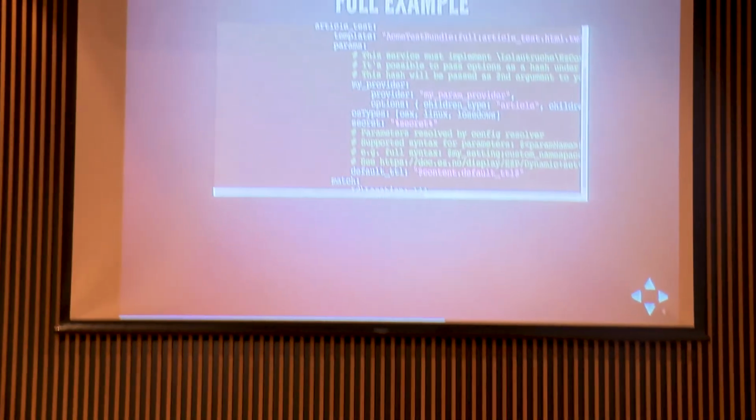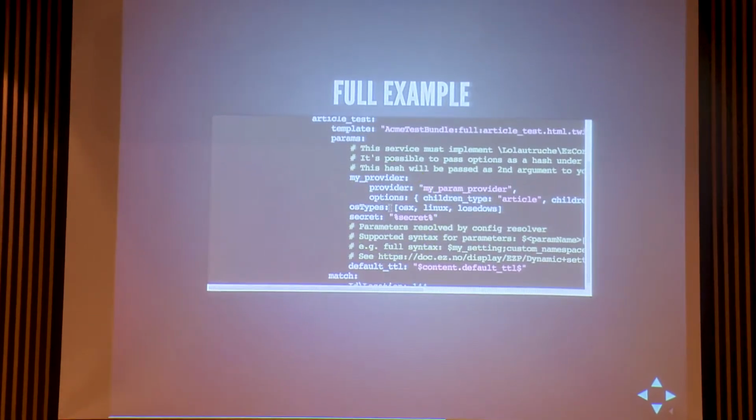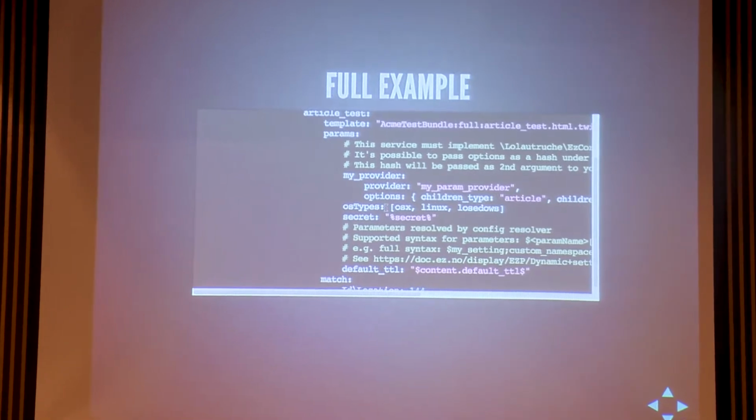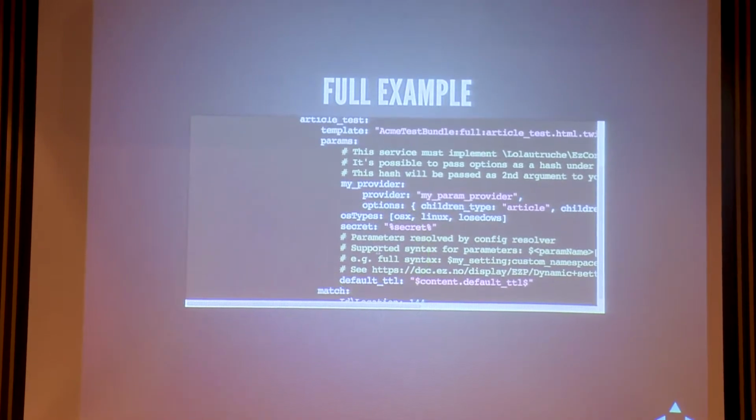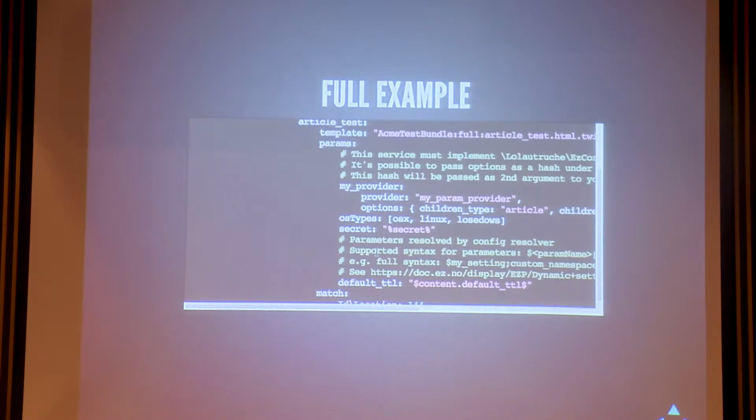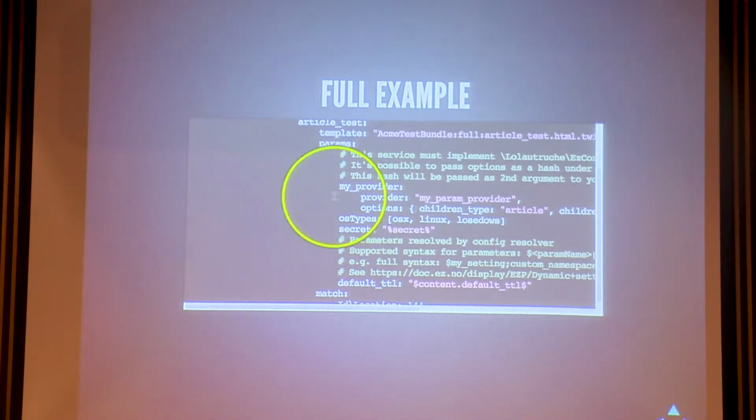Here, for example, we're exposing an OS types variable with specific values. We're exposing the secret parameter. And here, a default TTL for the content TTL for Varnish, for example. This is a really simple example. And the first key here is actually using a parameter provider. So here, we'll see that in detail after, but you're pointing to a service that will provide additional parameters to your view.